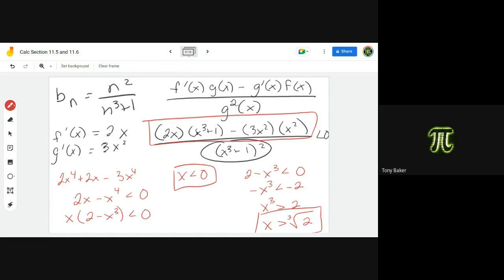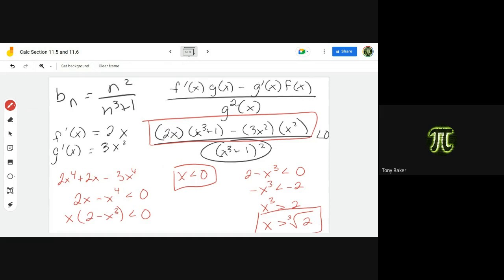Can my n ever be less than 0? When we're doing series, where does n start normally? At 1, and it goes by whole numbers, right? So it's never going to be less than 0. So I don't have to worry about x less than 0. It's going to be decreasing when x is greater than the cube root of 2.